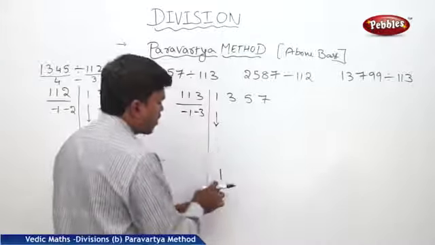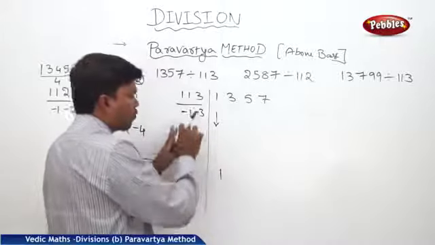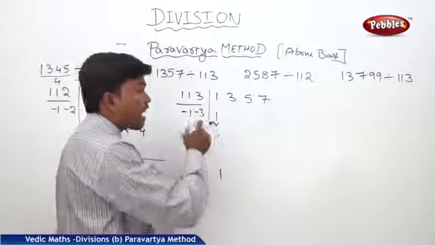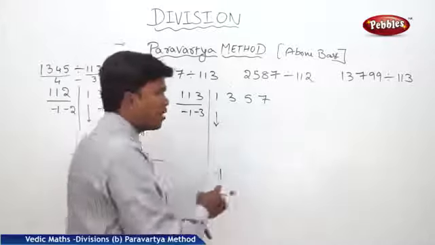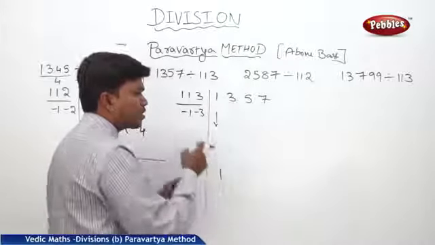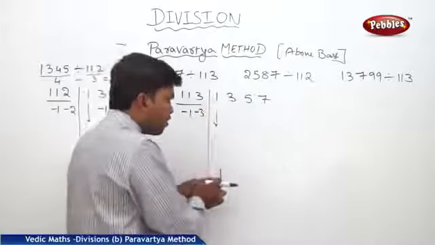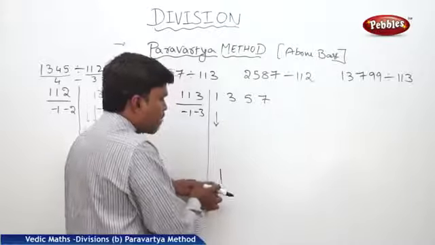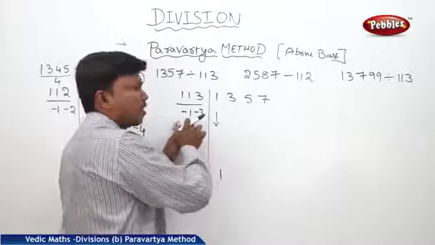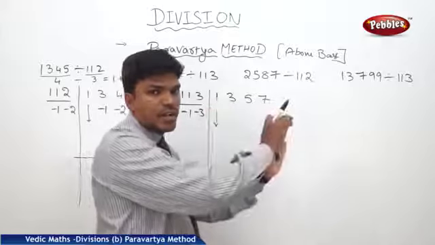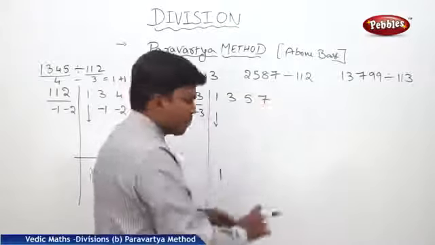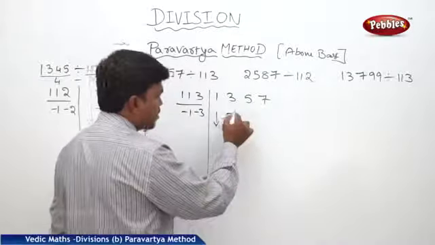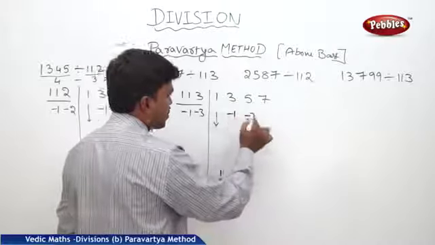Now multiply this 1 with the negative complements. 1 into minus 1, minus 3. Start in the second column, second row. This is the first row, this is the first column. So after dropping the first digit, I am multiplying with the negative complements, putting the answers in the second row and starting from the second column. So 1 into minus 1, minus 1. 1 into minus 3, minus 3.